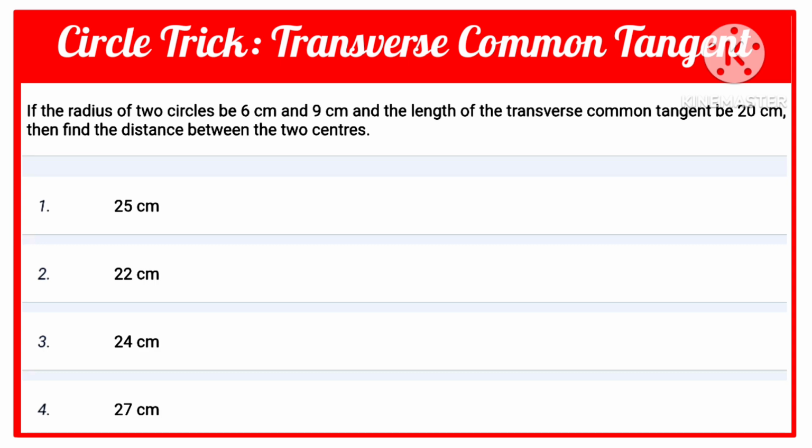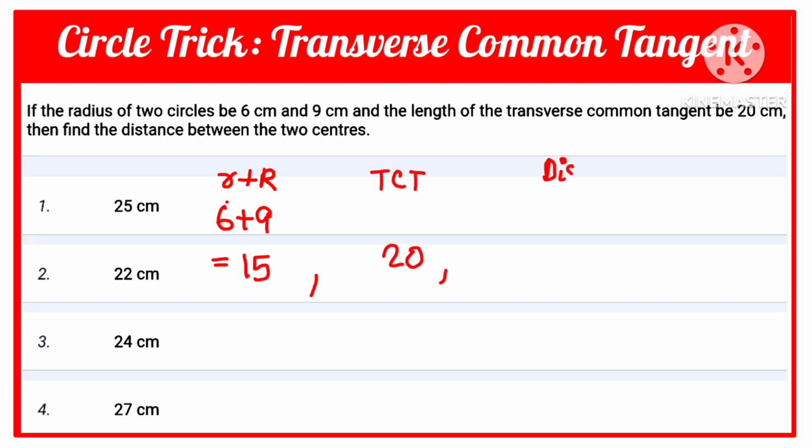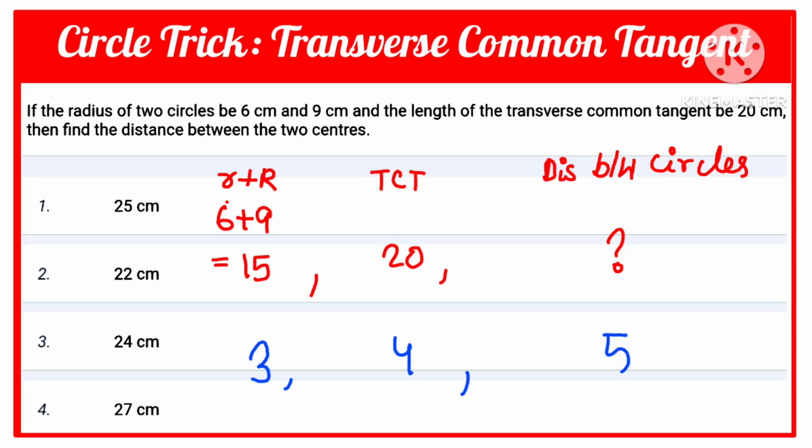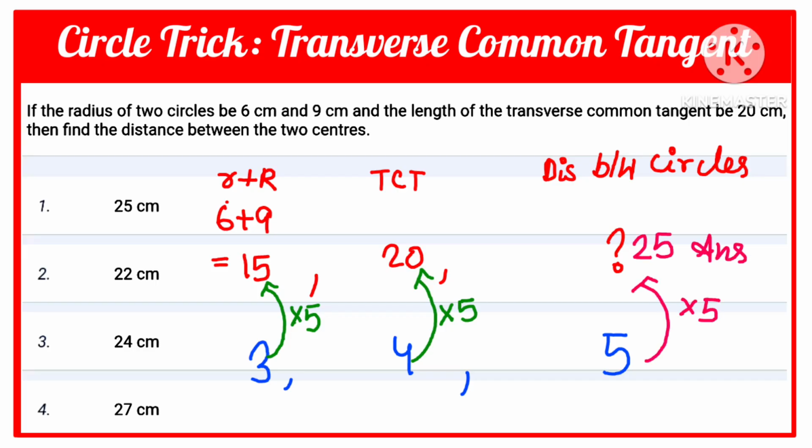So as you can see, if we add 6 and 9, you will get 15, and here we have 20. Can you remember any triplet by seeing this 15 and 20? Yes, you can remember 3, 4 and 5. That is the basic triplet. And if you multiply 3 by 5, you will get 15. And if you multiply 4 by 5, you will get 20. Similarly, if you multiply 5 by 5, you will get 25. And this will be your correct answer, that is the distance between the two centers of the given circles.